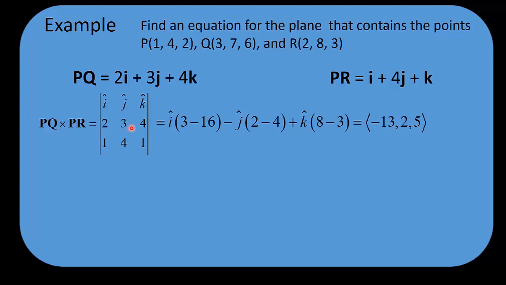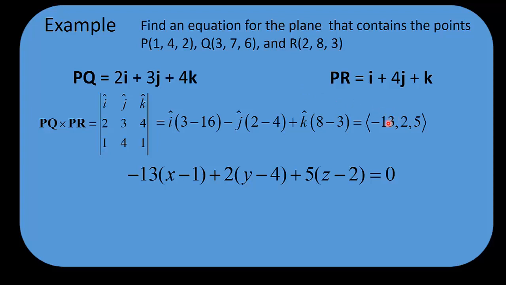Now we have a normal vector. We have 3 points and we have a normal vector. Therefore, I can choose one of those points and use it with this normal vector to get my equation. I'll choose point P, just because it's the first one up here. You could choose any one of these 3 points and you would get the correct equation, an equation that describes that plane.